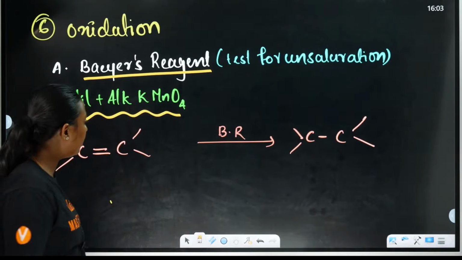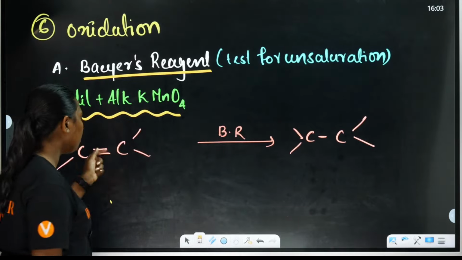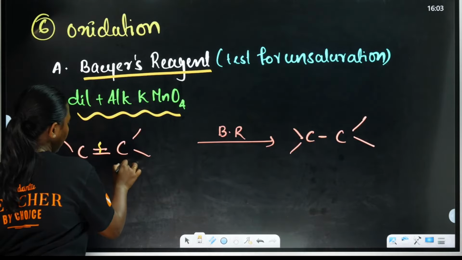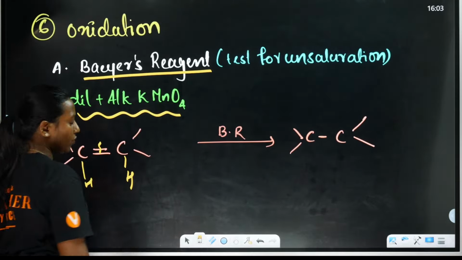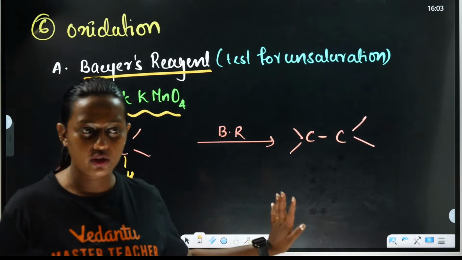KMnO4. So here what will happen? A double bond is there, so it is Baeyer's reagent. Simple: the double bond breaks and becomes a single bond. So hydrogen will come here, and hydrogen will come here. Is it clear? Any doubts? Clear till here, right?